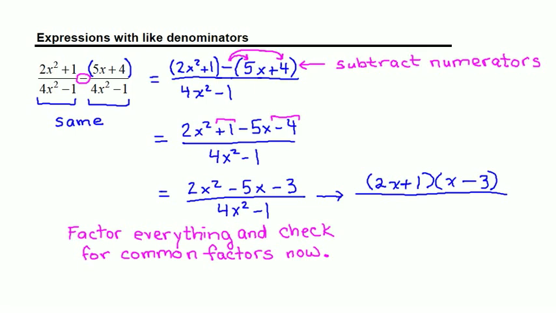4x squared minus 1 in the denominator is a difference of squares. So the difference of squares factors as 2x plus 1 times 2x minus 1, two factors that are identical except for the sign in the middle. Now I check for common factors. Of course, I see that 2x plus 1 is a common factor here, so those do cancel. And I'm left with x minus 3 in the numerator and 2x minus 1 in the denominator.